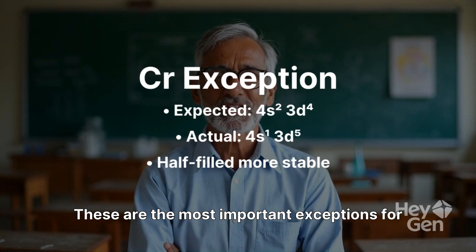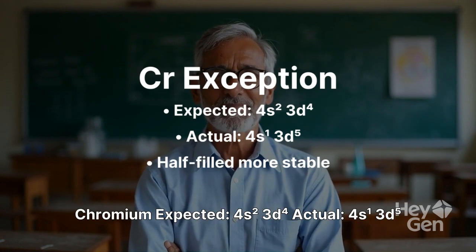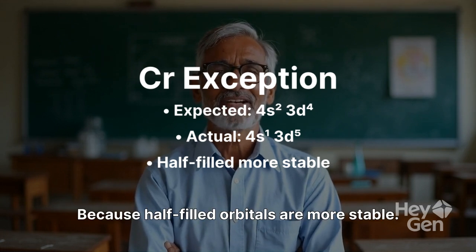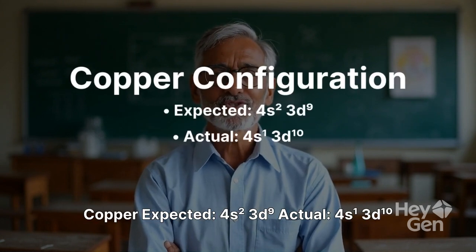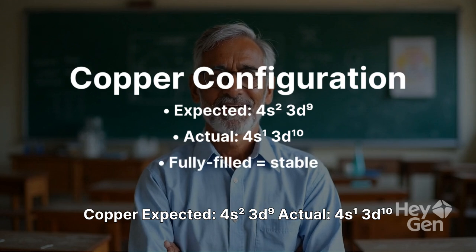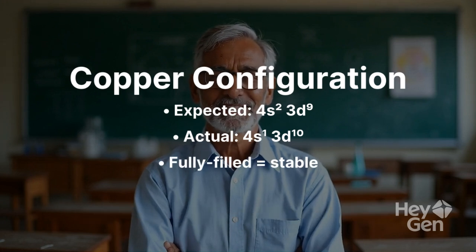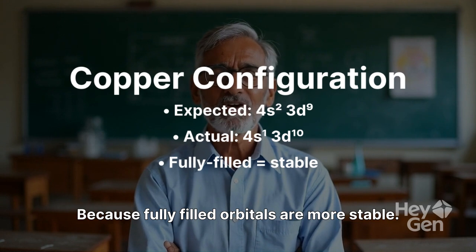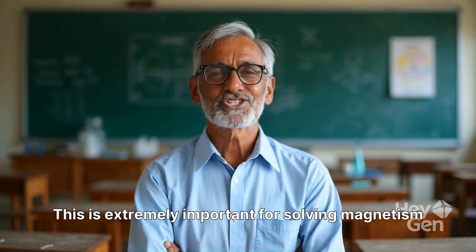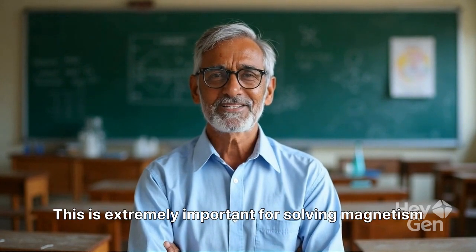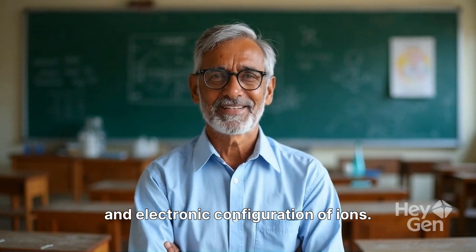These are the most important exceptions for JEE. Chromium: expected 4s² 3d⁴, actual 4s¹ 3d⁵. Why? Because half-filled orbitals are more stable. Copper: expected 4s² 3d⁹, actual 4s¹ 3d¹⁰. Why? Because fully filled orbitals are more stable. This single concept gives two to three MCQs every year. This is extremely important for solving magnetism and electronic configuration of ions.